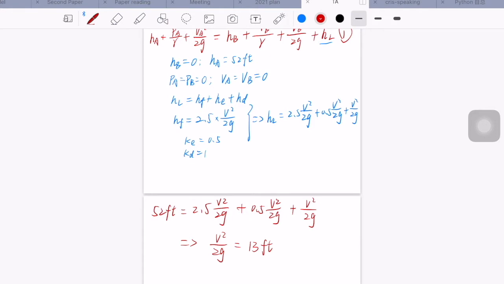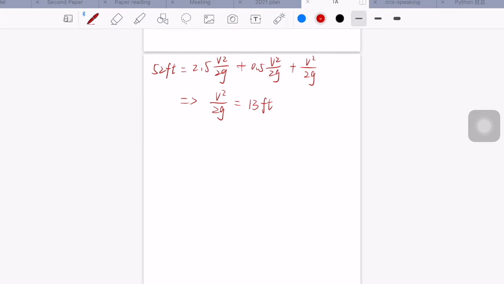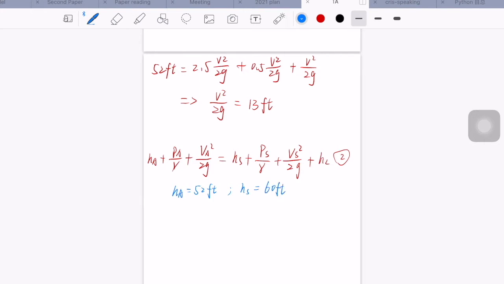Now, we balance the energy from reservoir A to the summit. So the equation is HA plus PA divided by gamma plus VA squared divided by 2G equals HS plus PS divided by gamma plus VS squared over 2G plus head loss. This is equation 2. And we know HA equals 52 feet and HS equals 16 feet. And PA equals 0, VA equals 0. So in a pipe, VS equals V.